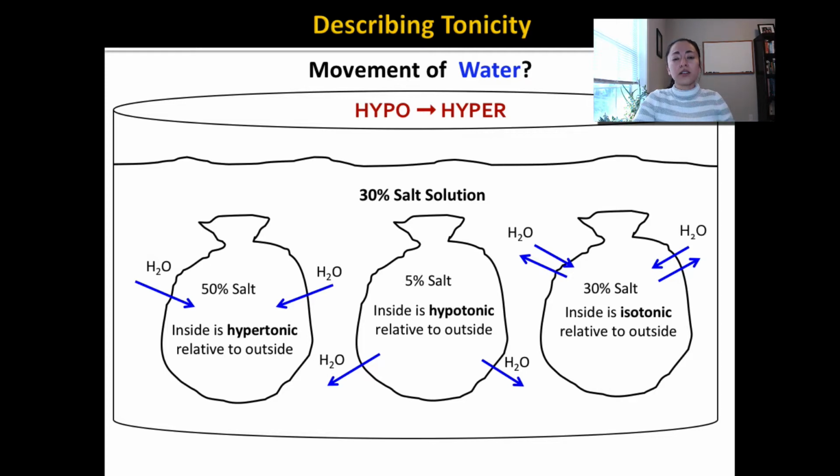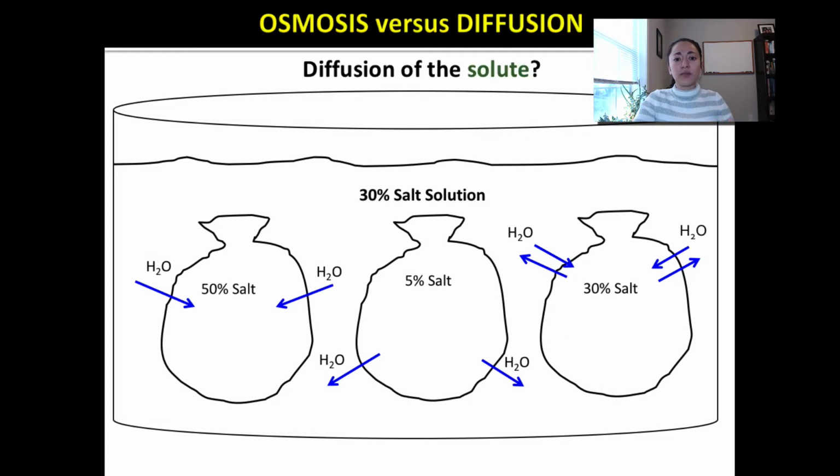So let's look at the same example here, but instead I'm asking about the movement of the solute. So we know water would go into the bag in this case, but if salt could move, where would salt go?